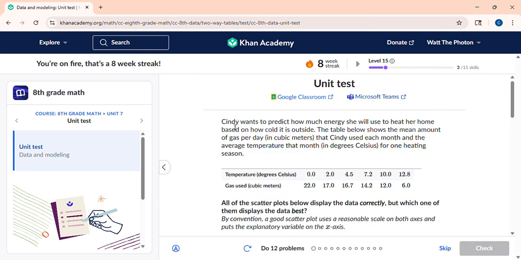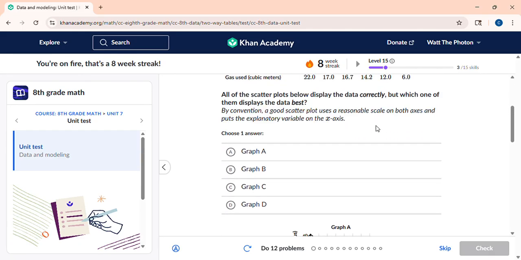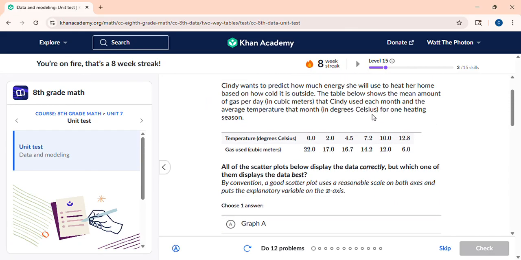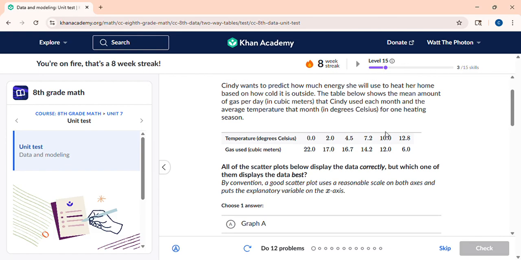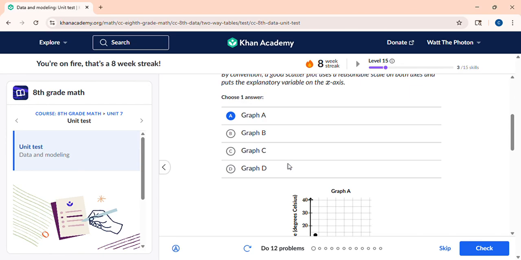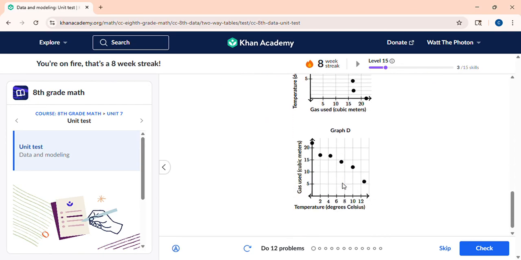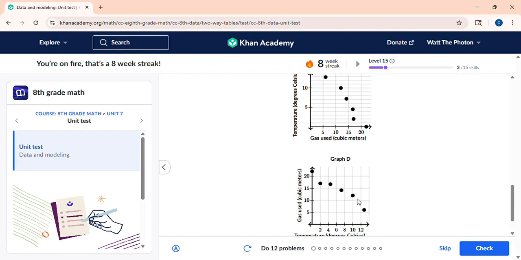Let's go. Sydney wants to predict how much energy she'll have. She displays all of them correctly, which then displays the data best. Graph A. Graph D is solid. Temperature is degrees Celsius.